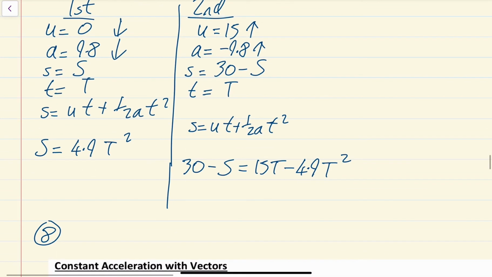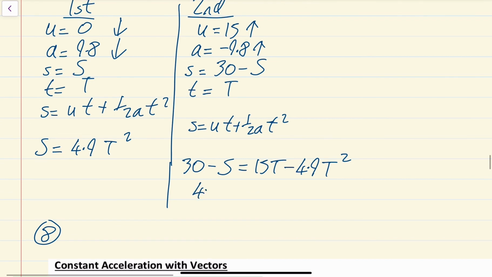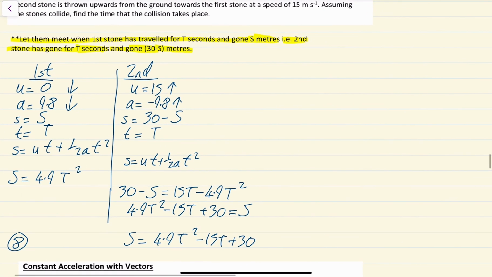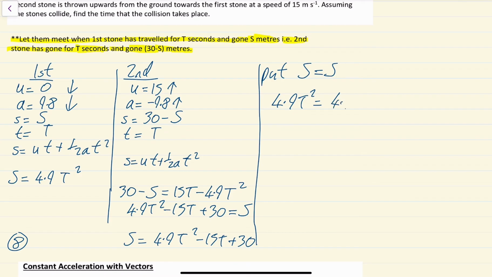We can then rearrange that and make S the subject. If you do that, let's take a couple of steps to do that. Let's just say it's going to be 4.9 t squared minus 15t plus 30 is equal to big S. So big S is equal to 4.9 t squared minus 15t plus 30. And the same thing to do again. We're just going to put S equal to S. That means 4.9 t squared equals 4.9 t squared minus 15t plus 30.